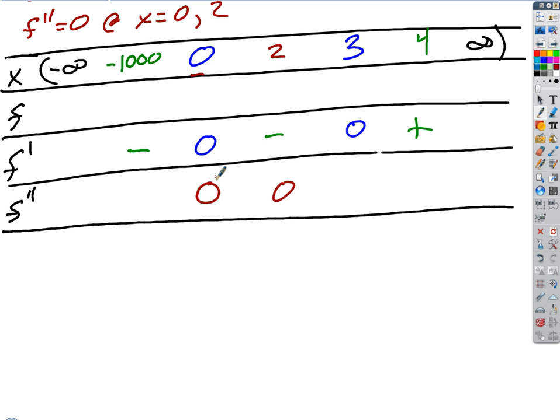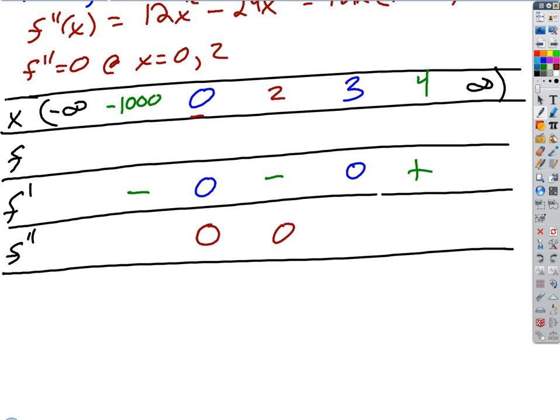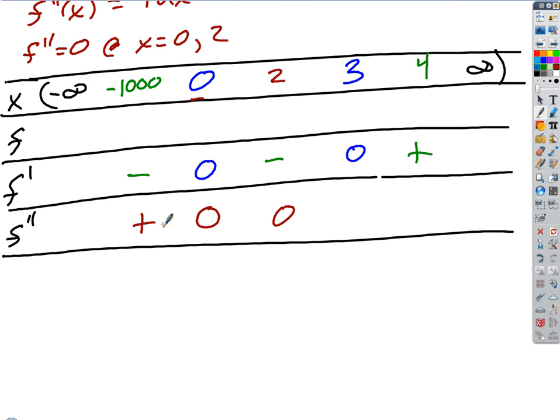Now, ignore those green test points. Let's figure out what the concavity of the function is on all the intervals surrounding these critical numbers. At negative 1,000, what's the sign of the second derivative? Negative times negative is positive. So the second derivative over here is going to be positive.